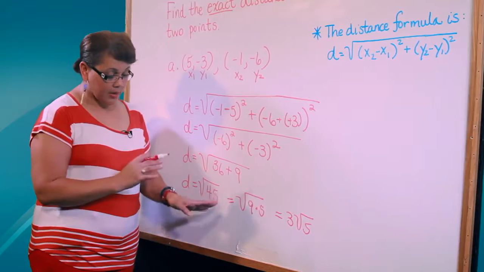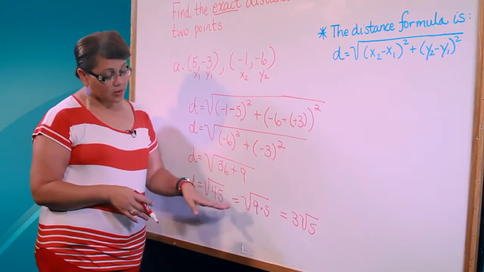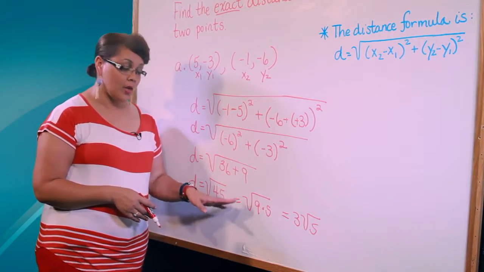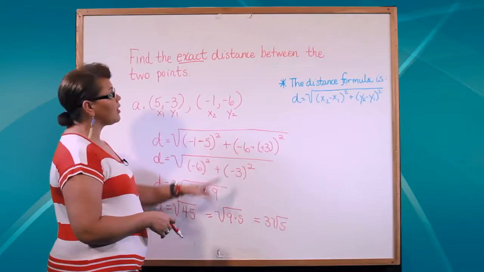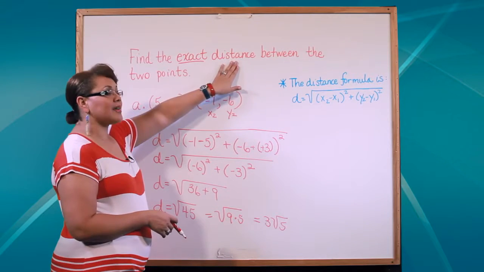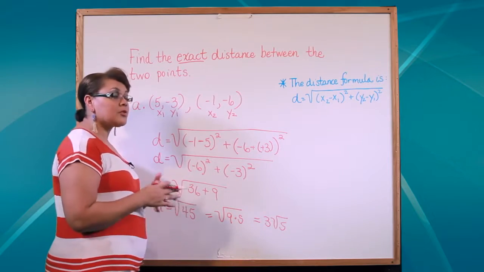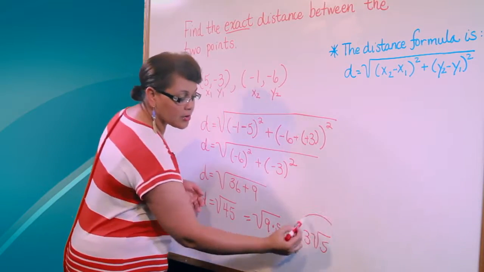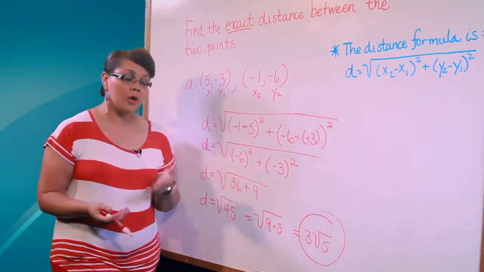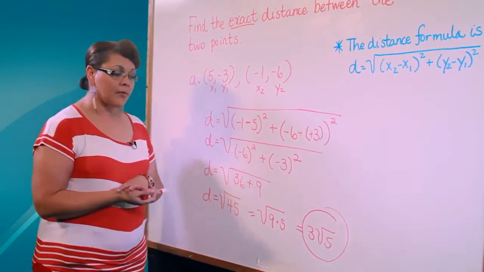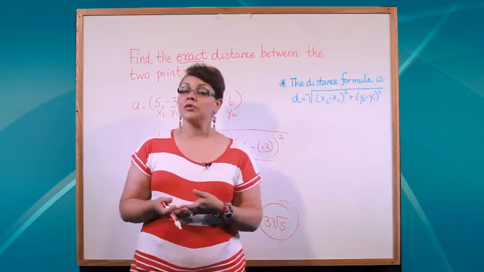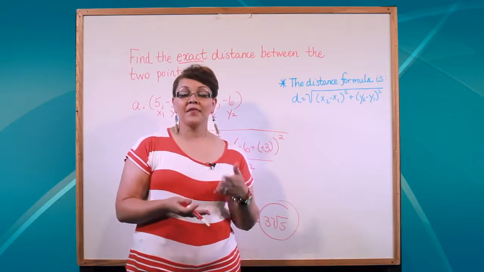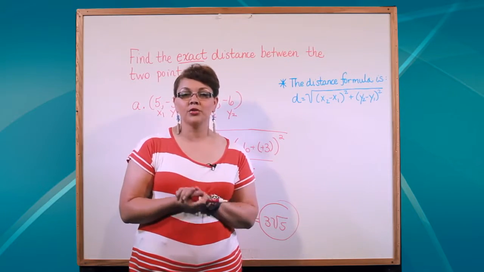And beyond this, you should know that it should be both a positive and a negative square root here. But because we are looking for the exact distance, we don't measure distance with negative numbers. So you would only put as your solution the positive form, which is 3 square root of 5. So in this example, we've used the distance formula to find the exact distance between 2 points.